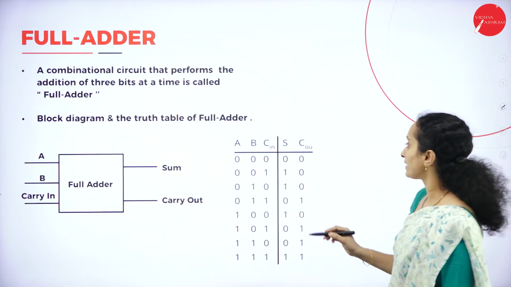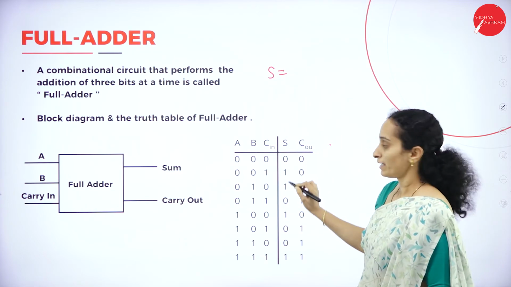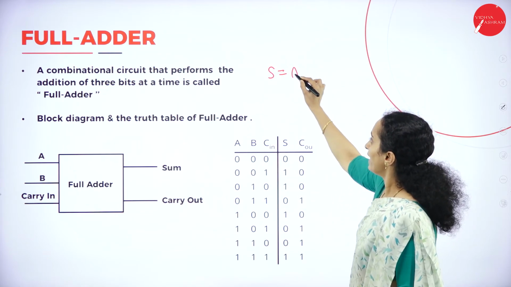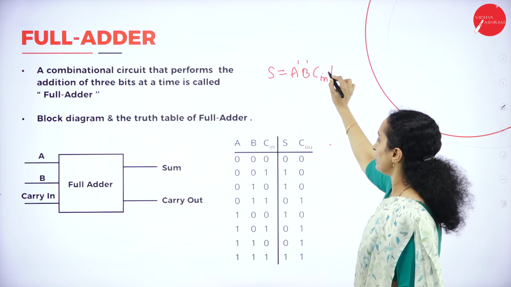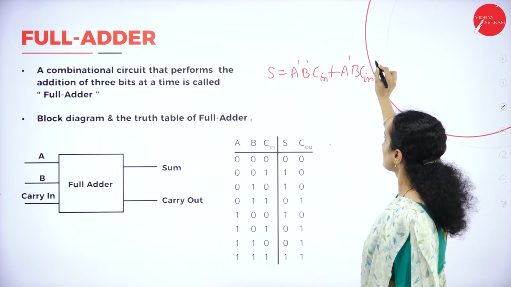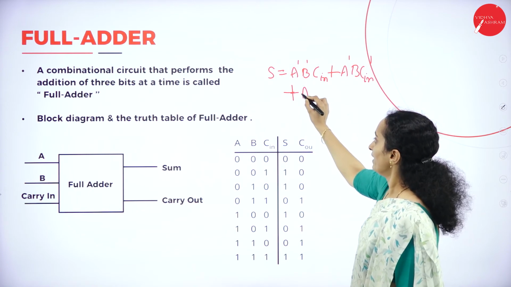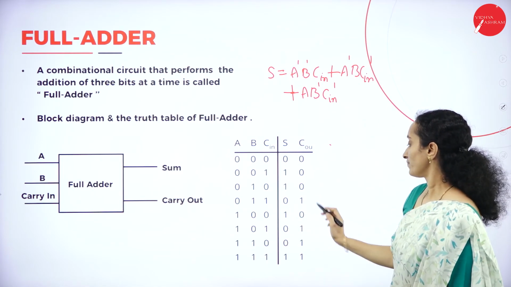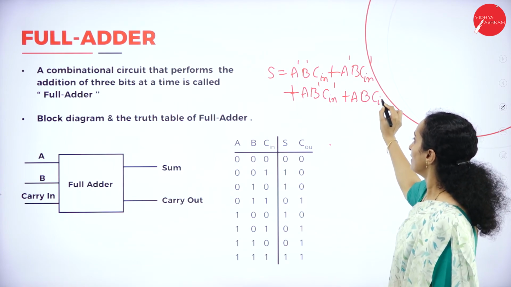Now, how do you get the function here? S equals: take all the inputs whose output is 1. It is A dash B dash C in, plus A dash B C in dash, plus A B dash C in dash, and A B C in.